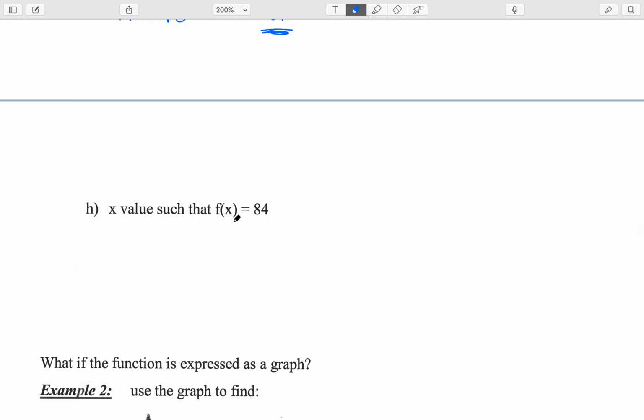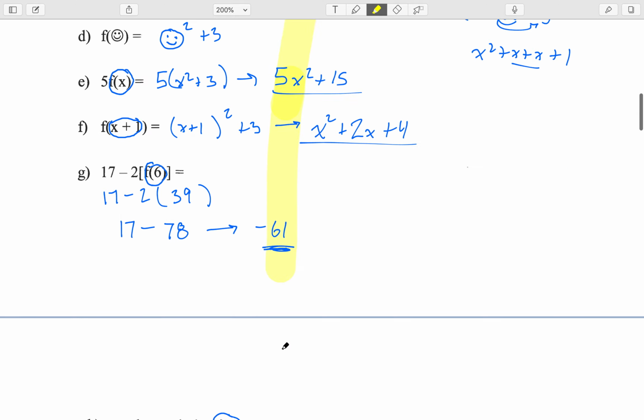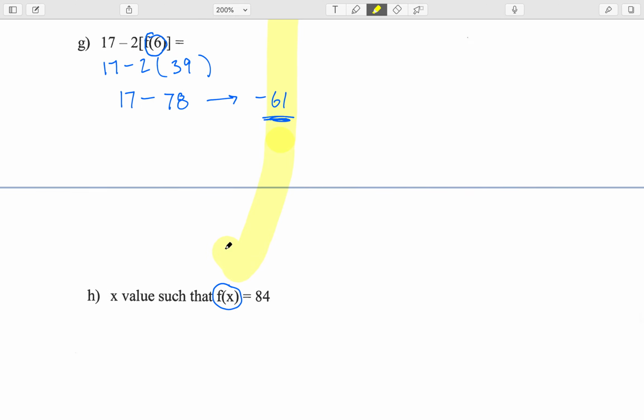Well, what is the function? Let's go back up to the original here. F of x, here's the function, here it is. It's x squared plus 3. So that's what I'm going to be plugging in. I'm plugging in x squared plus 3. See, it even says f of x equal to x squared plus 3. So I can take it down here and plug it into there.